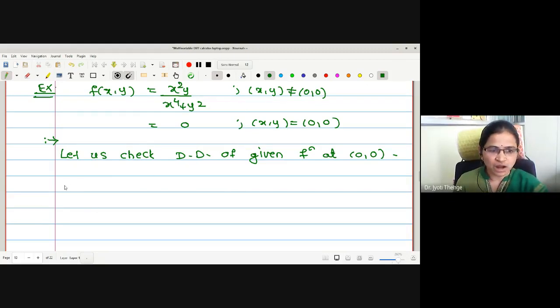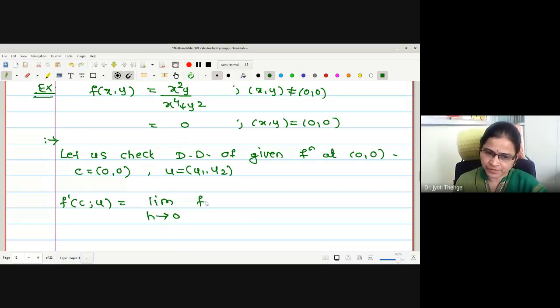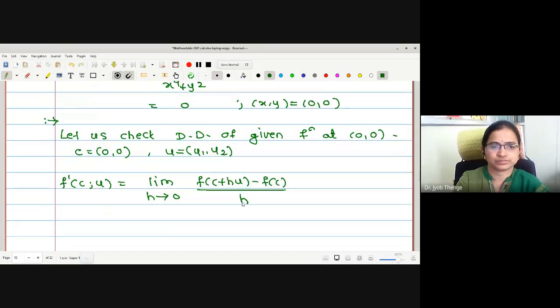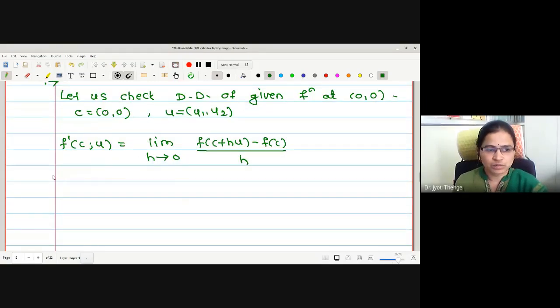Now let me start checking the function. What is my c? c is 0, 0. What is u? The direction. We are taking this to be u1, u2. Therefore, shall I write directly what is f dash of c comma u? Limit h tends to 0. Let me write the definition first: f of c plus hu minus f of c, divided by h.